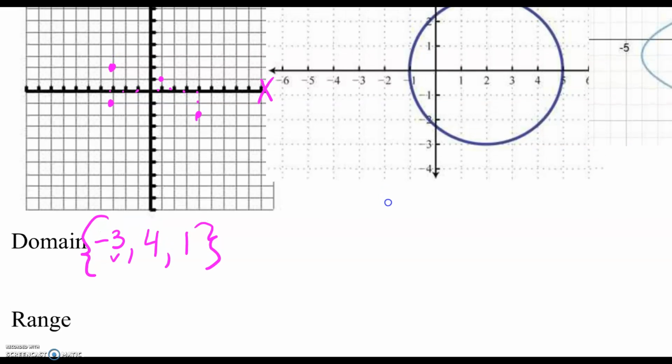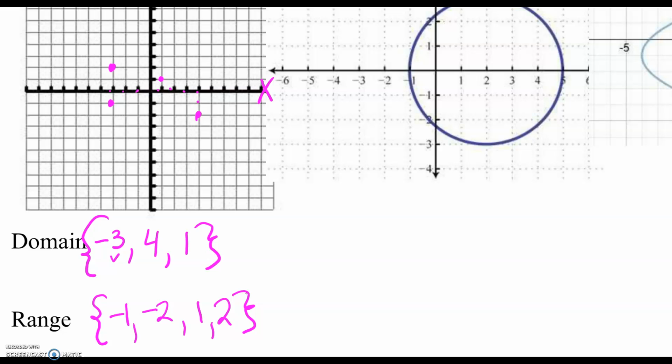The range would be all the y values, and I'm going to use that same notation, those curly braces, and it's going to be -1, -2, +1, and +2. Since all the range values were different, I list all 4 of them.